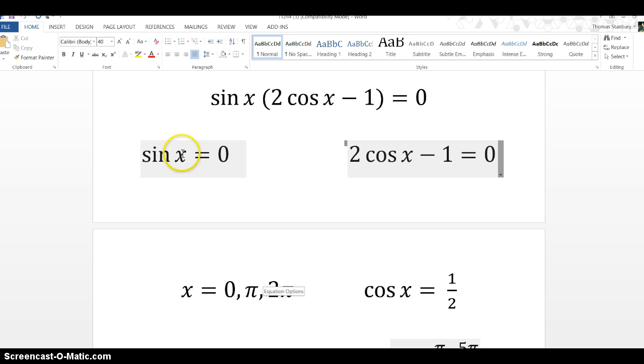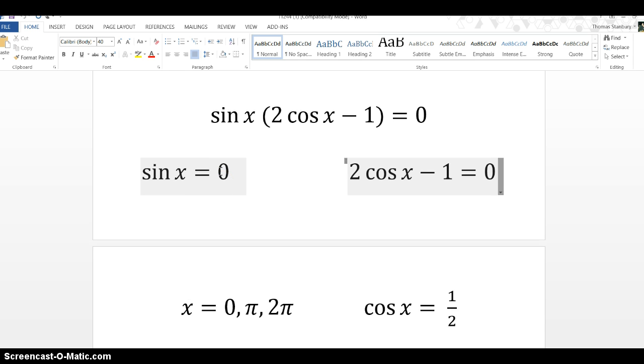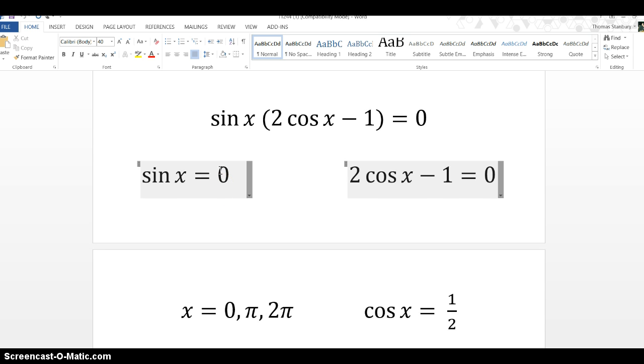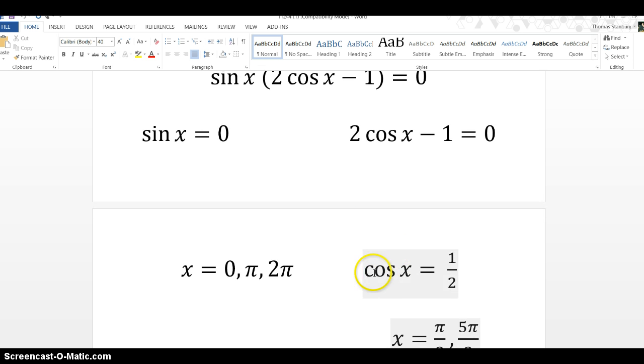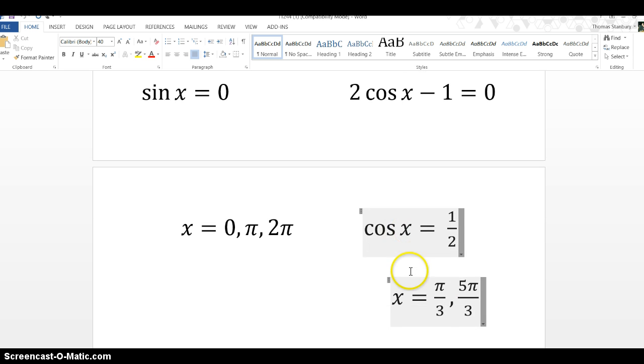So remember, what are we doing here? What are the angles that give me this? Some of these you'll have to use your calculator for, but for most of these, if it's unit circle questions, you should know them. So inverse sine of 0 gets me the angle, inverse cosine of 1/2 gets me the angle, but you should know off the top of your head what the angles are that give you 1/2.